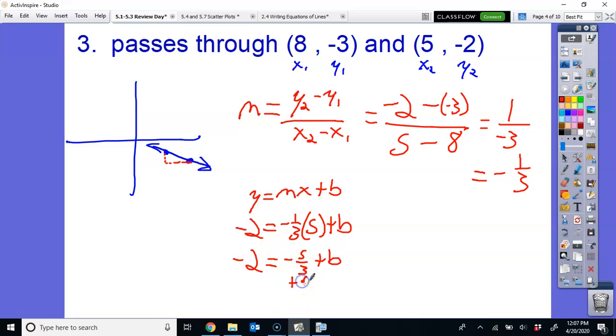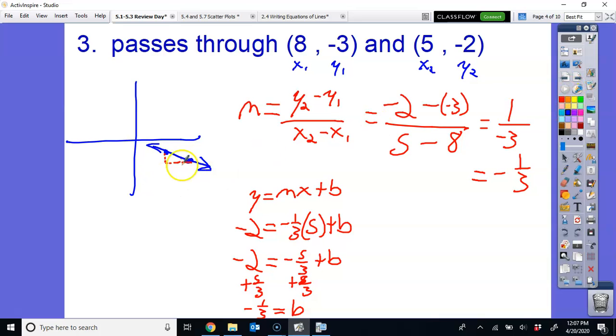You add 5/3 here, add 5/3 here, very similar to what we did just a minute ago when we were finding the b. So you have -2 plus 5/3, or -6/3 is what 2 really is, plus 5/3, so it's -1/3. And that's actually where this graph would end up crossing right here if you extended it out. I know I didn't draw that very well. It would cross at -1/3 for my y-intercept.